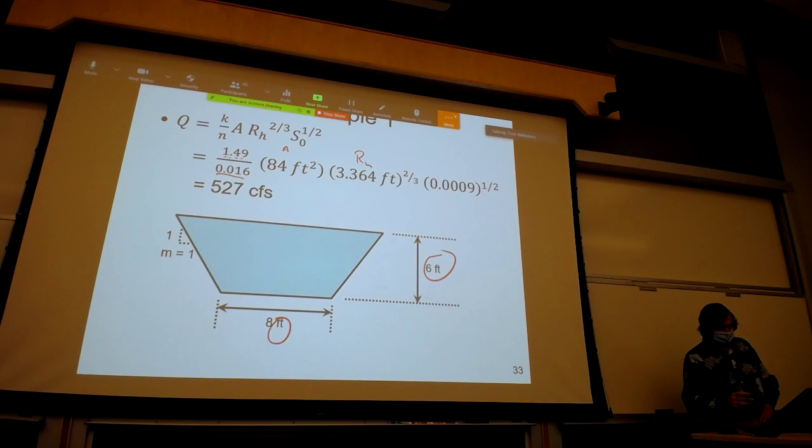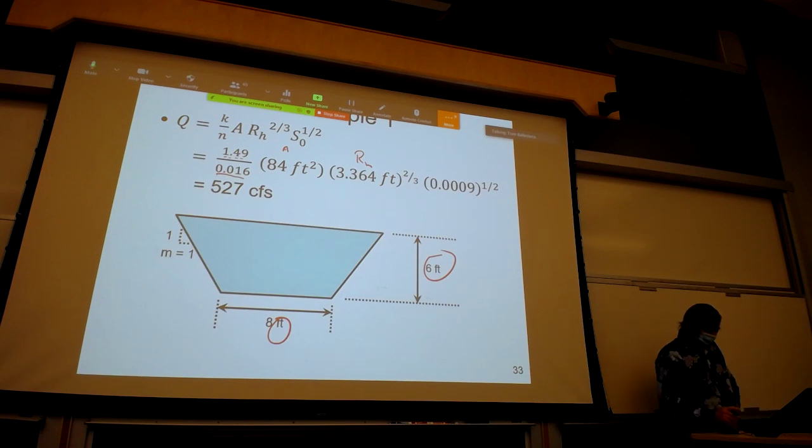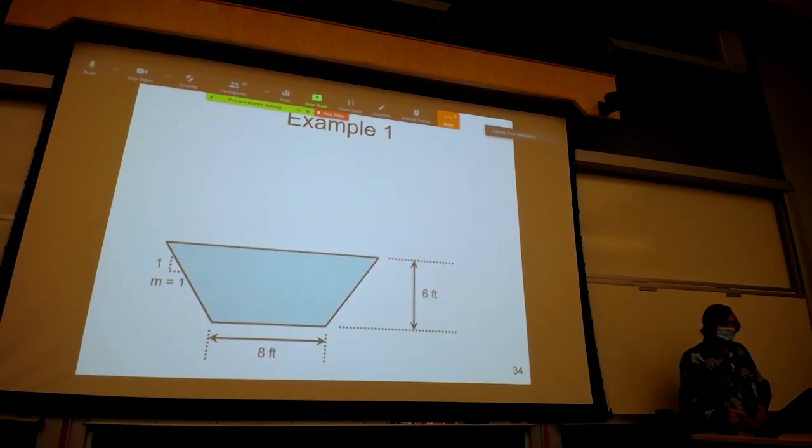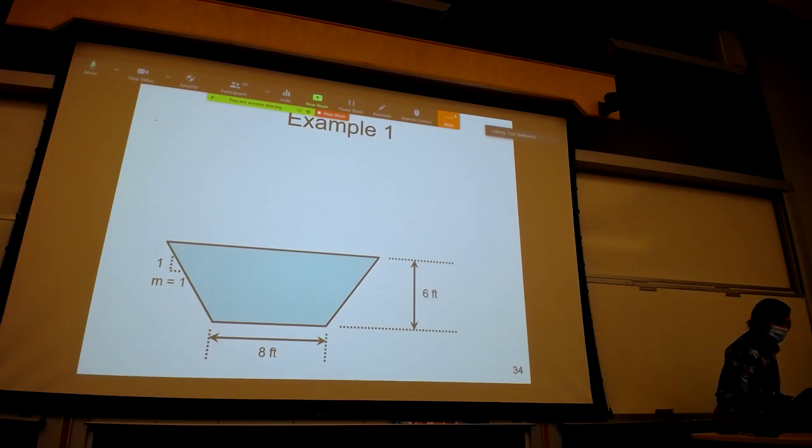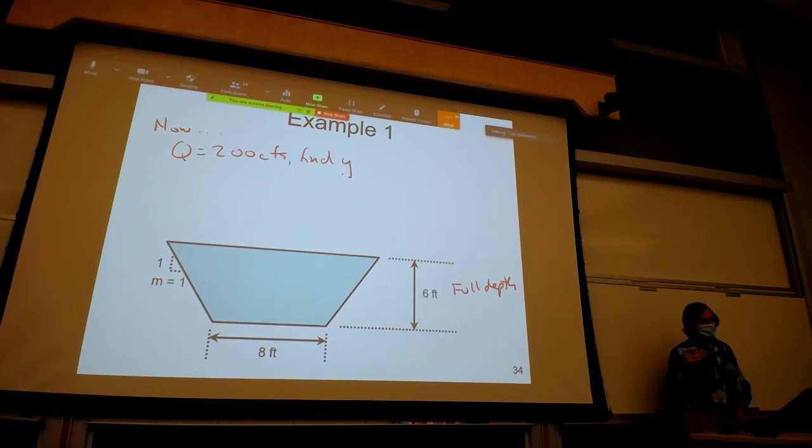So this is a pretty simple example for the Manning equation. If you had the same problem, we could say, given this cross-section question.